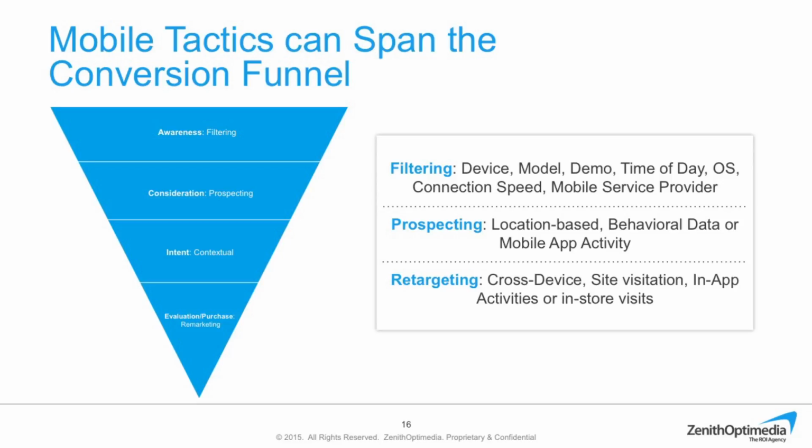Then at the very bottom of the funnel, you have retargeting. These are the consumers that are of the highest value to you. They have already visited your website or have shown intent to purchase. The retargeting can include cross-device retargeting, so between mobile to desktop, desktop to mobile, or perhaps you retarget users who have been to your app and conducted a certain activity within it, or have visited you in store.